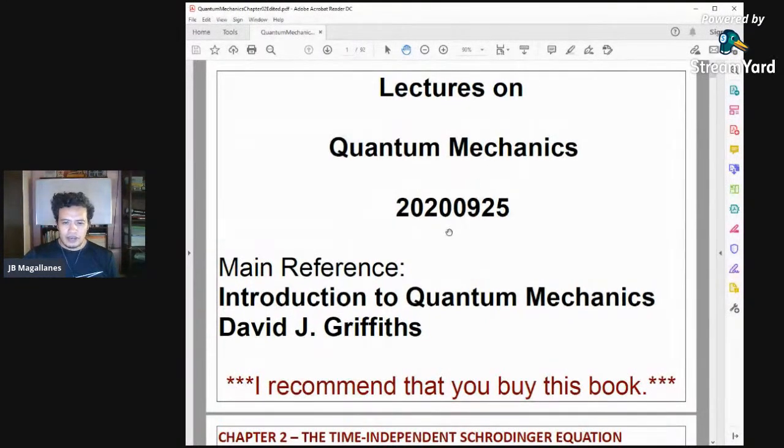And again, our main reference is Introduction to Quantum Mechanics by David J. Griffiths. This book is protected by copyright, and I recommend you buy it. However, most of the materials here are taken from the very first edition of the book, which I have.